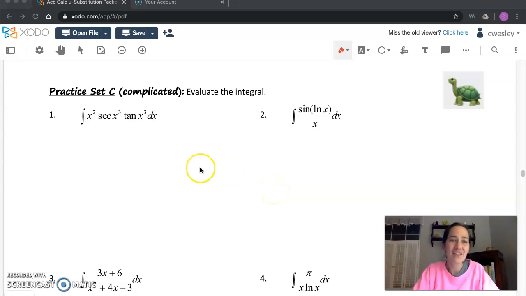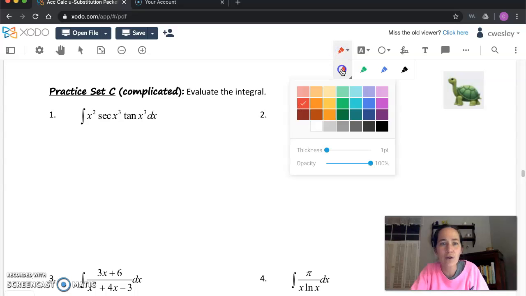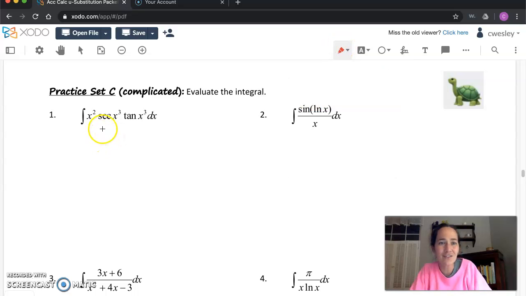Number 1. Look at this crazy problem. Okay, so it says you want to take an indefinite integral of x squared times secant of x to the third, tangent of x to the third. And we want to make a u choice first. So I'll give myself a little room over to the side to figure out what u is going to be. And we'll try 3 or 4 of these, and I guarantee you the toughest part usually with these is going to be making the right choice for u.